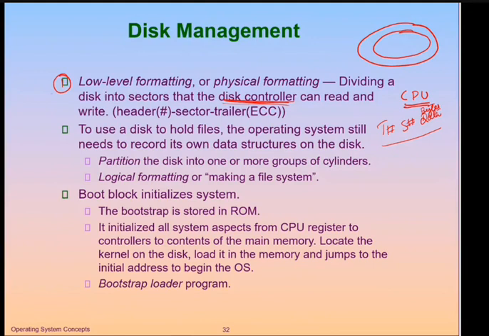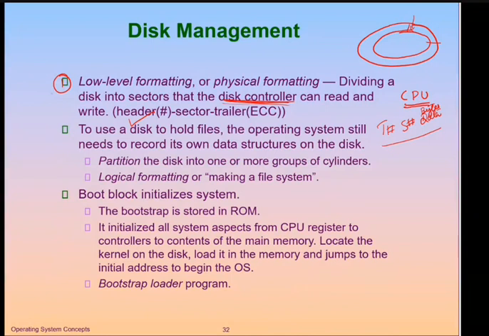So in low level formatting, we divide the disk into sectors and then fill these sectors with a special data structure. What do we mean by this special data structure? It contains three pieces of information. First is the header part, which is nothing but the sector number. We have already seen that each sector is identified by a unique number, so the header contains the sector number.